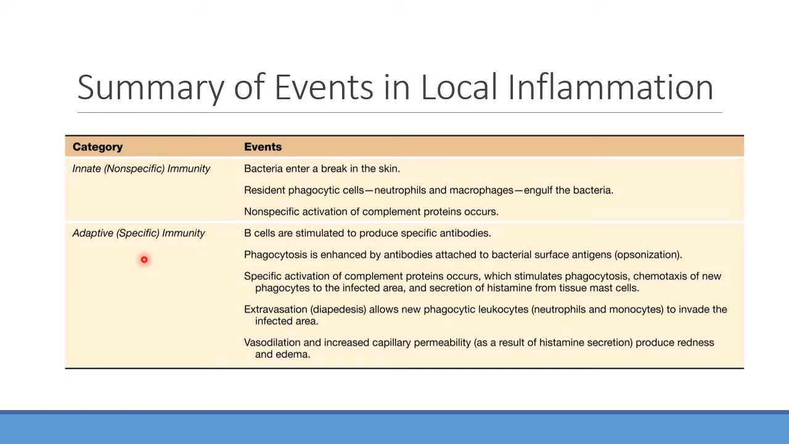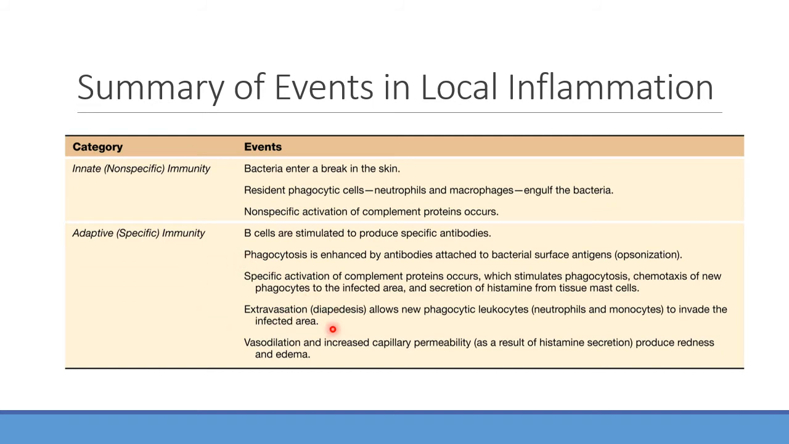And then you're going to be looking at the specific immunity that comes along later on. It's going to be a delayed sort of response. You have B cells release things like antibodies. The phagocytosis can be enhanced. So especially when you have bacteria that have certain antigens that antibodies will bind to, that can make phagocytic cells more likely to gobble those cells and get rid of them, right?